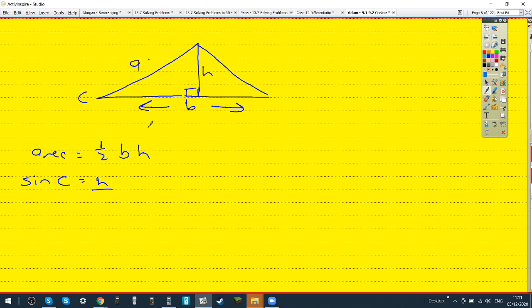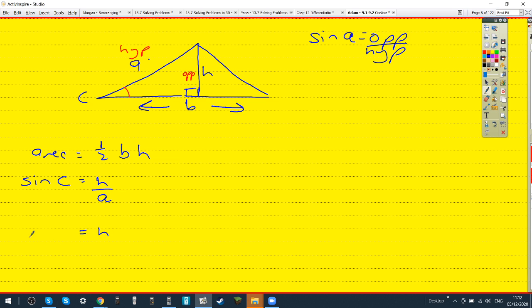Which side is the hypotenuse in the left triangle? So sine of an angle is opposite over hypotenuse. Which side is opposite the angle C? The height. Which side is the hypotenuse in the left triangle? The top, called A. Yep. And so sine C equals H over A. Yes.